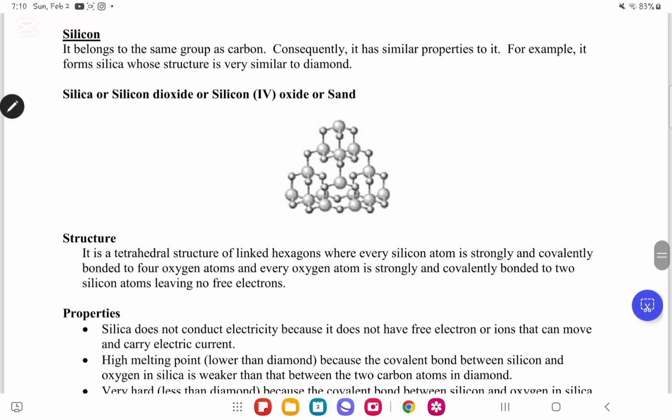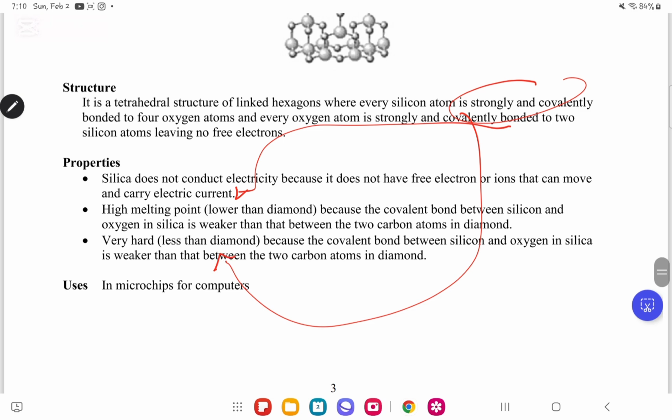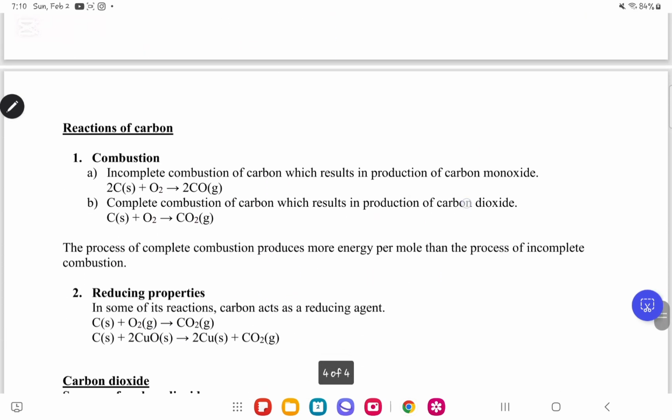Okay, so now some properties of silica is that it does not conduct electricity. Why? Because all of its electrons are being bonded to something, so there are no free electrons, so it cannot conduct electricity. It has a high melting point, but not higher than diamond. Why? Because it's strongly and covalently bonded. And it's very hard because of the same reason. Now, it's used for microchips in computers.